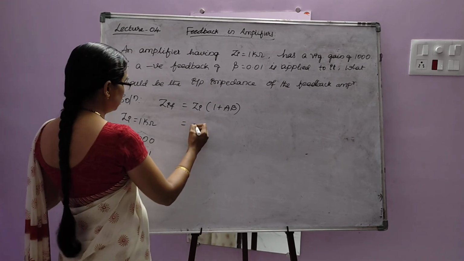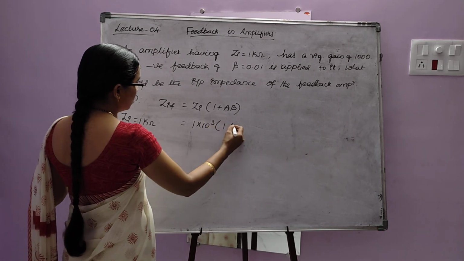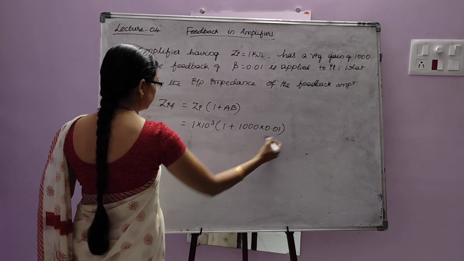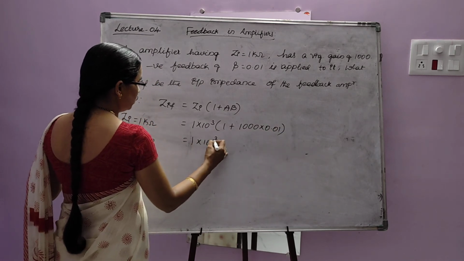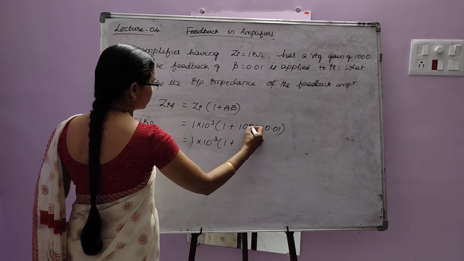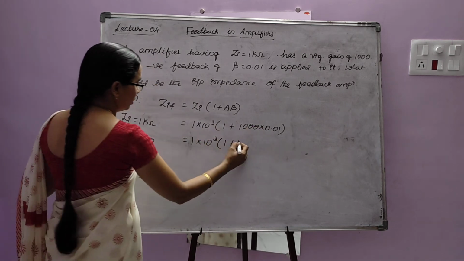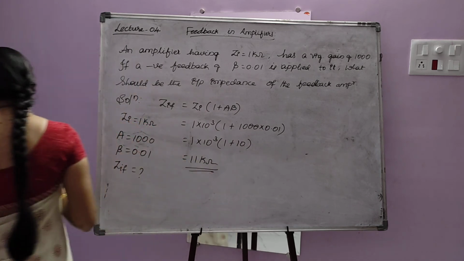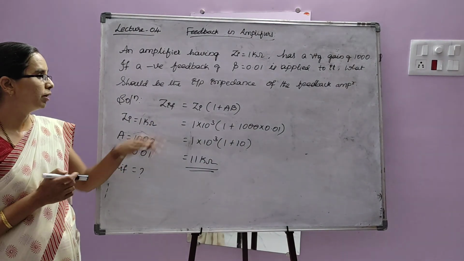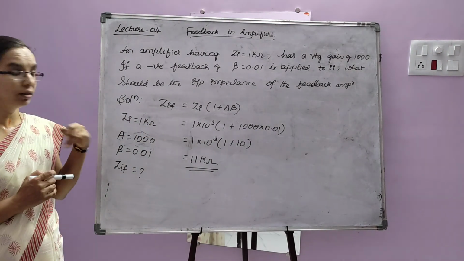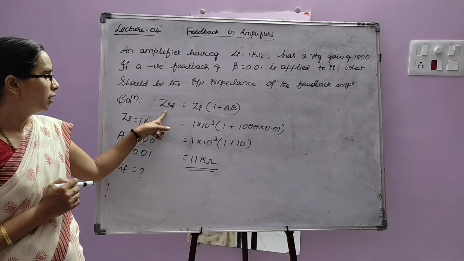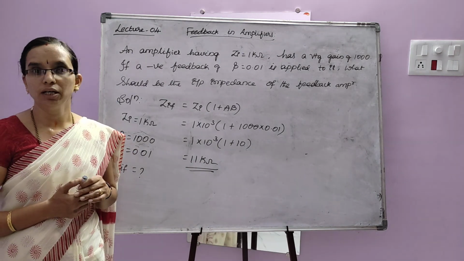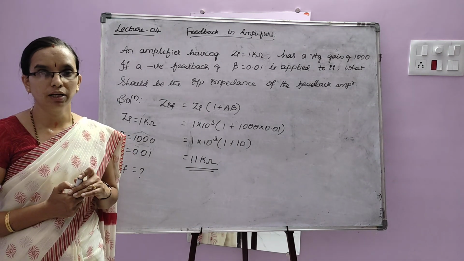We have a formula here, 1 into 10 to the power of 3, into 1 plus A beta, that is 1000 into 0.01. 1 into 10 to the power of 3 into 1 plus 10, it is 11. 11 kilo ohm is the input impedance once you apply the feedback. Before feedback it was 1 kilo ohm. Once you apply the feedback, it will be 11 kilo ohm. So input impedance increases with the negative feedback in voltage series negative feedback.